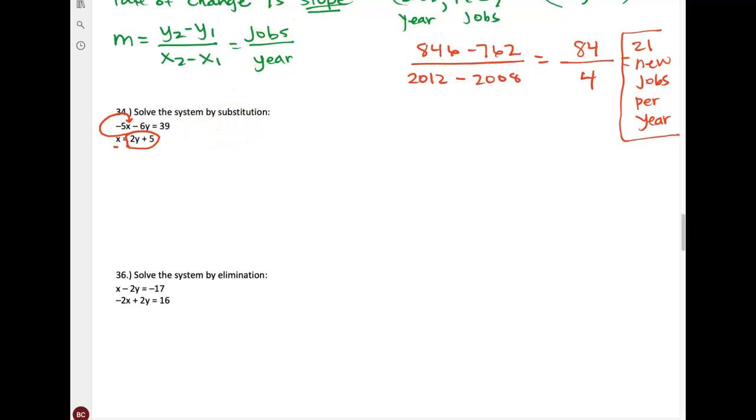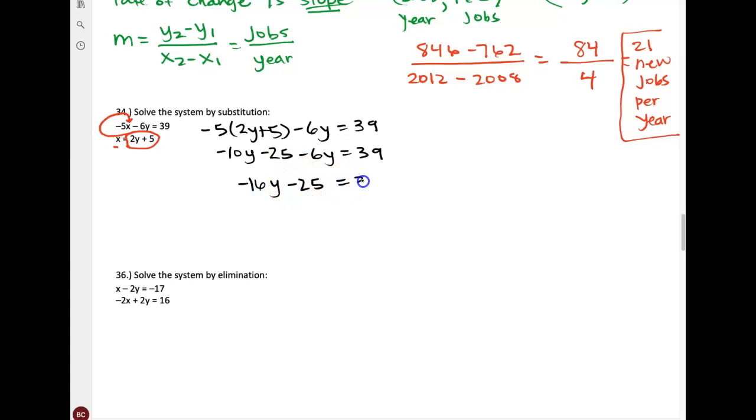Right, so we'd have negative 5 times 2y plus 5 minus 6y equals 39. And so now I just have y's left, so I need to solve for y. So I have negative 10y minus 25 minus 6y equals 39. Let's get our like terms together. So negative 16y minus 25 equals 39.